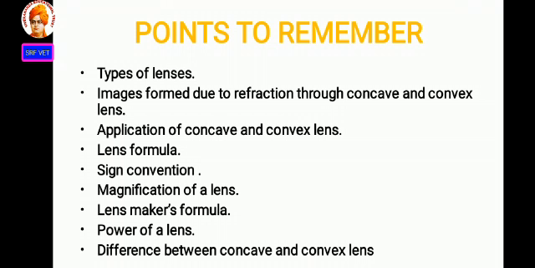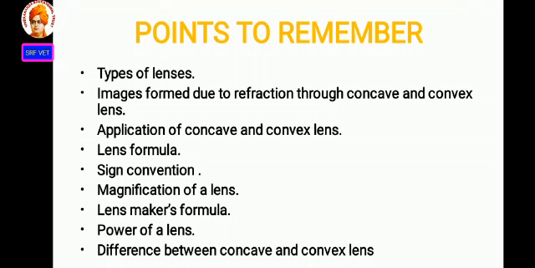Points to remember. What are the points we have covered in this session? First one, types of lenses. There are two types of lenses, concave lens and convex lens. Image formed due to refraction through concave and convex lens. Convex lens has 6 positions and concave lens has 2 positions. Application of concave lens and convex lens. Lens formula, 1 by F is equal to 1 by V minus 1 by U. Sign convention, the Cartesian sign convention.